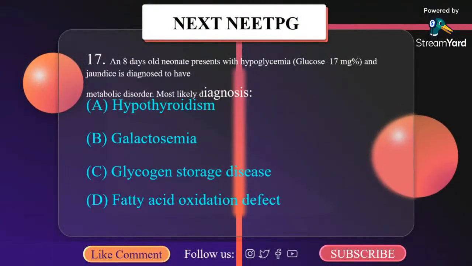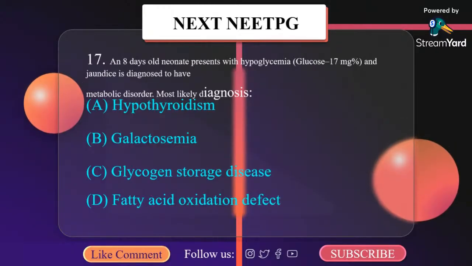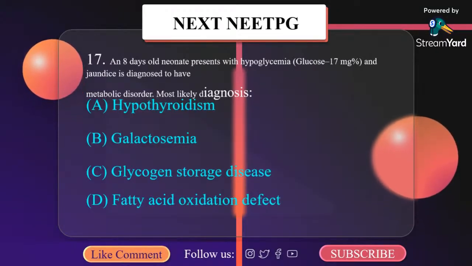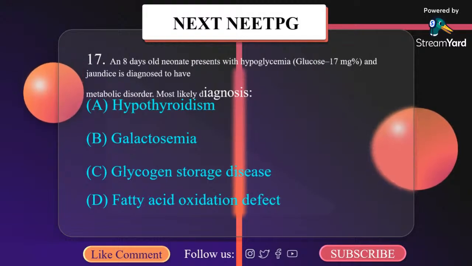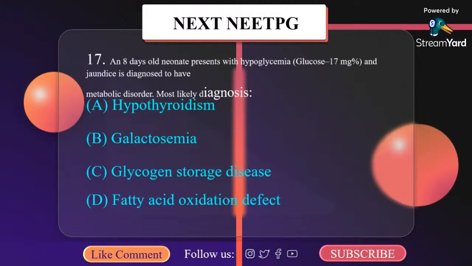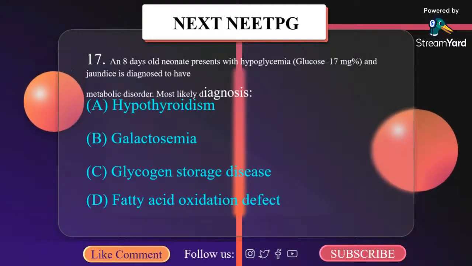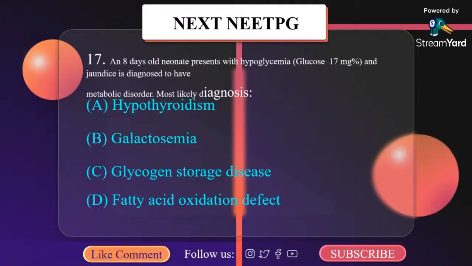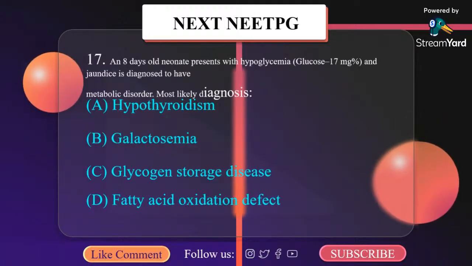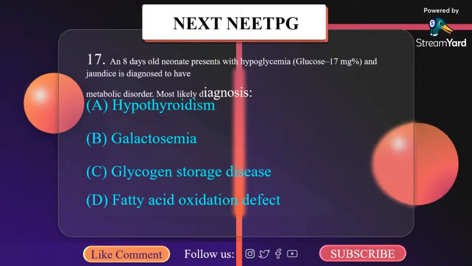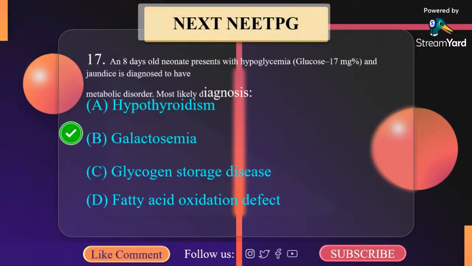An 8-day-old neonate presents with hypoglycemia, that is, glucose is 17 milligram percent, and jaundice, and is diagnosed to have a metabolic disorder. Most likely diagnosis is A. Hypothyroidism, B. Galactosemia, C. Glycogen storage disease, D. Fatty acid oxidation defect. It is galactosemia. Hypoglycemia and jaundice in a neonate after initiation of breastfeeding suggest a diagnosis of galactosemia. So the correct option is B.